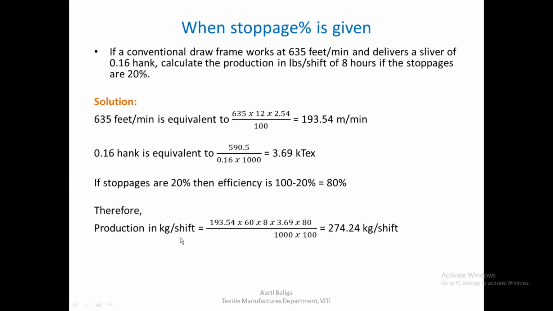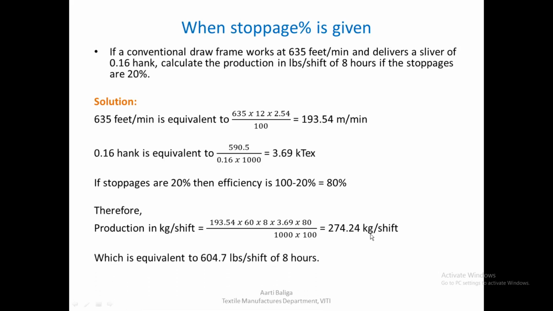Therefore, production in kgs per shift I can easily calculate because this is already in meters per minute. So 193.54. Since it is per shift, I multiply by 60 into 8, which will give me meters per shift. Then when I multiply by kilotex 3.69 divided by 1000, I will get the answer in kgs per shift. And considering the 80% efficiency which we calculated from the percentage stoppage that was given to us, we get the final answer as 274.24 kgs per shift.